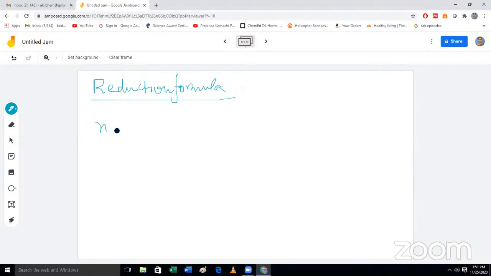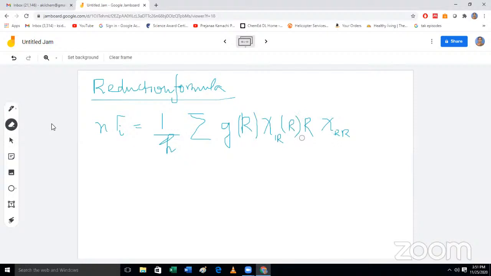So the formula is n times gamma i is equal to 1 by h, sigma, g into chi irreducible of R into chi reducible of R. This is g of R, chi irreducible of R, and chi reducible of R. Okay, so this is the reduction formula.